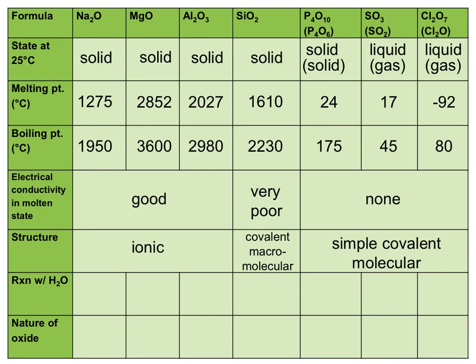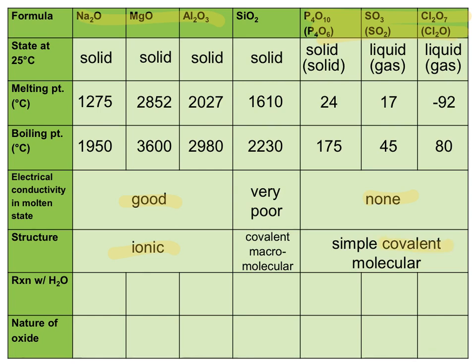So since we're talking about the structure, let's go ahead and fill that part in too. We said that these first three elements were good electrolytes because they would break up into ions, so they're going to have an ionic structure, whereas all of these nonmetals were non-electrolytes because they were covalent.